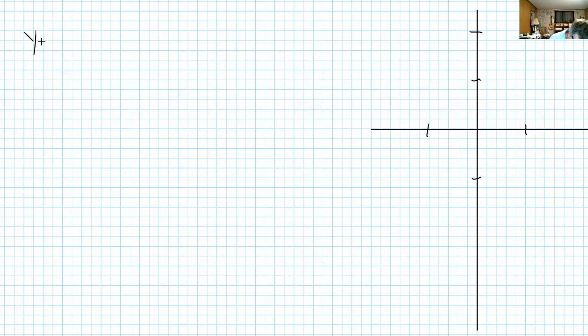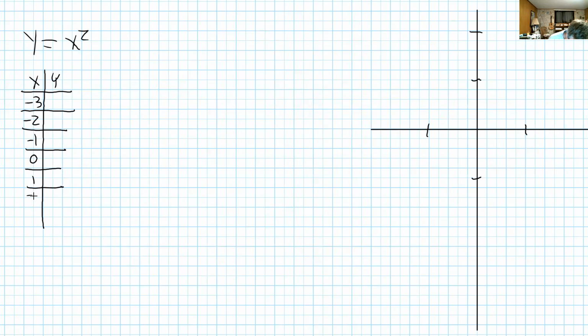Okay. Again, I'm going to start with y equals x squared. So -3, -2, -1, 0, 1, 2, and 3. This was 9, 4, 1, 0, 1, 4, 9. And let's see, 1, 1, 2, 4, 3, 9. All right. So there is y equals x squared.